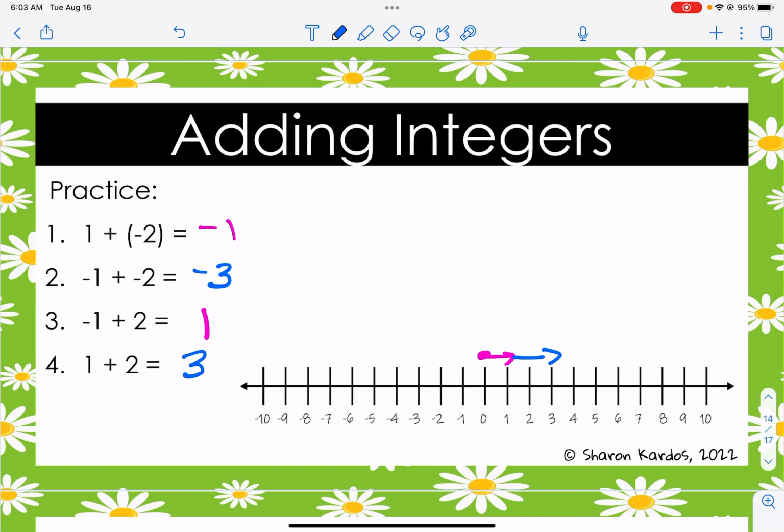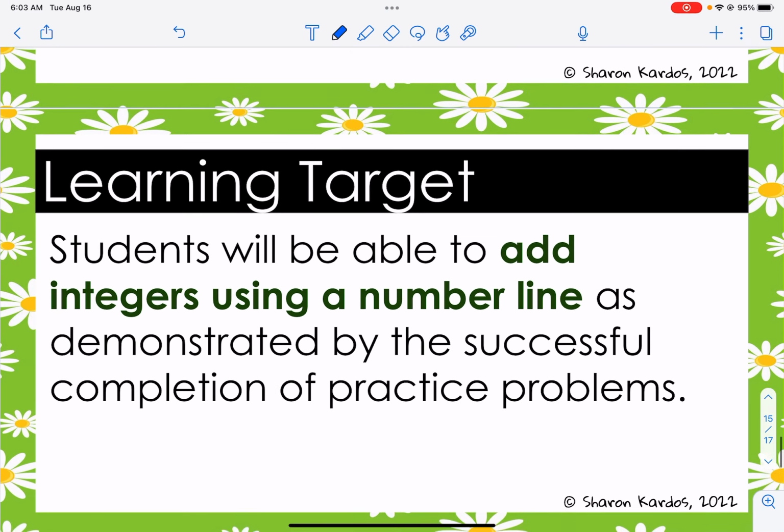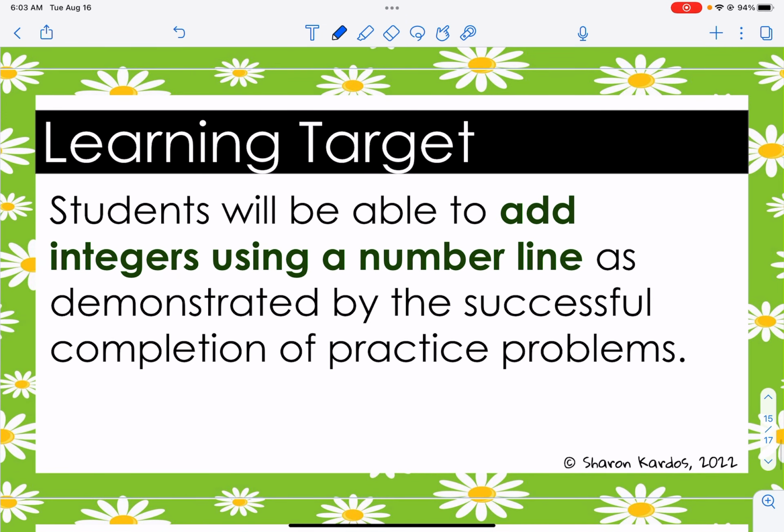So notice my answers are either 1 or 3. And the only difference is whether or not it's positive or negative. So definitely kind of study those. Look for the patterns that you might see. And then in a future lesson, we'll talk about those patterns and any rules we might be able to make.